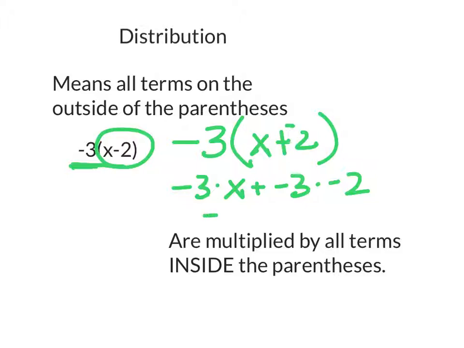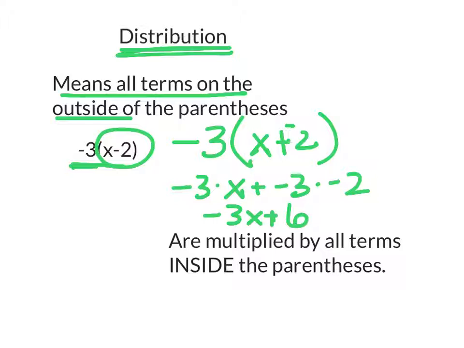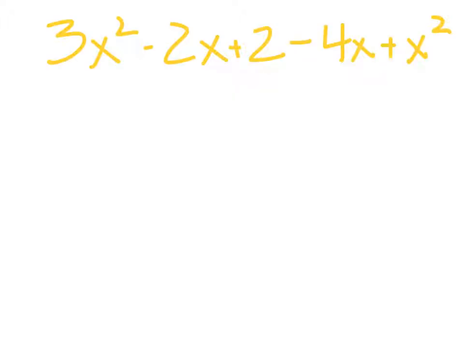So then we get a negative 3x. Negative 3 times negative 2 is positive 6. Negative 3x plus 6. So distribution means all the terms outside the parentheses. Negative 3 is the only term outside the parentheses right now, right here. It's going to be multiplied by everything inside. So here's our negative 3 by x and our negative 3 by negative 2, all multiplied by all the terms inside the parentheses. So this is our simplified answer right there. Whoops, that got messy.